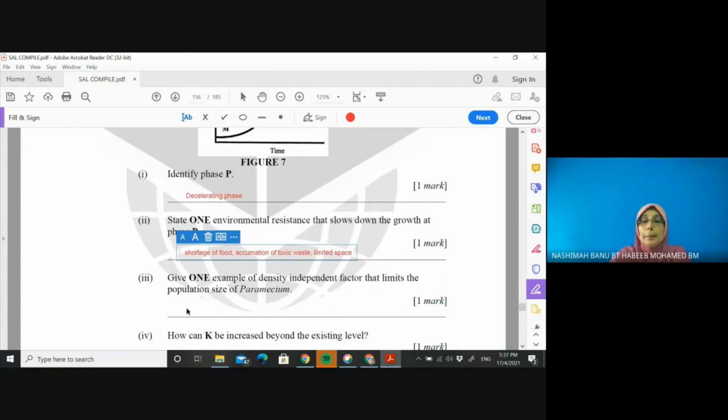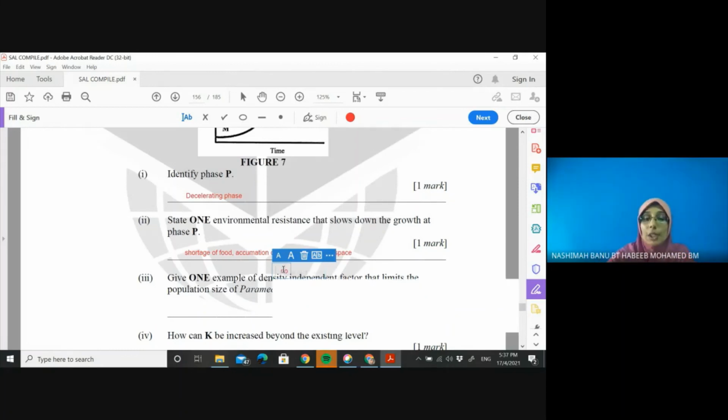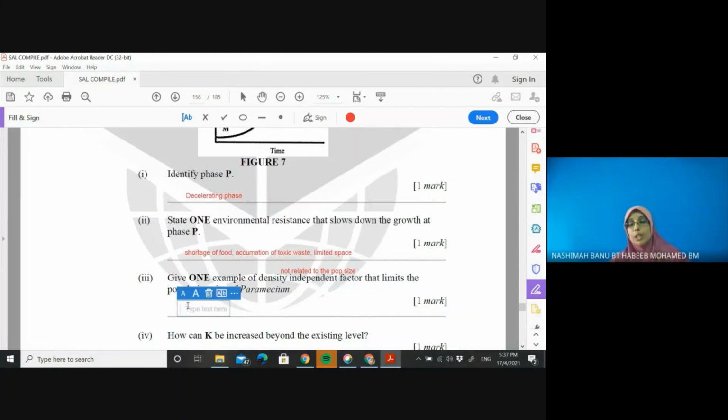Okay, so what is an example of density independent? Tadi saya bagi tahu pasal dependent, maksudnya they are related to the population size. Kalau independent, not related to the population size.